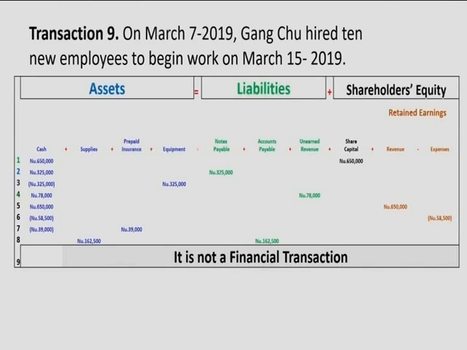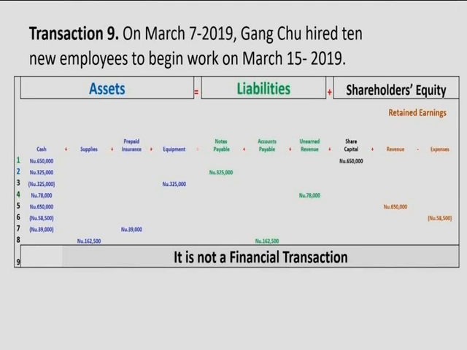Next transaction, on March 7th, 2019, Gangshu hired 10 new employees to begin work on March 15. So on March 7th, the Gangshu HR were conducting a meeting, and then they hired around 10 new employees, and then they will be working from March 15, 2019. Now, should this be recorded in the accounting equation? If not, why? If yes, why? Analyze yourself properly.